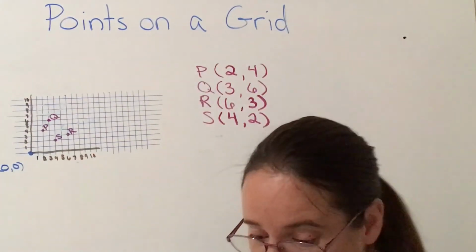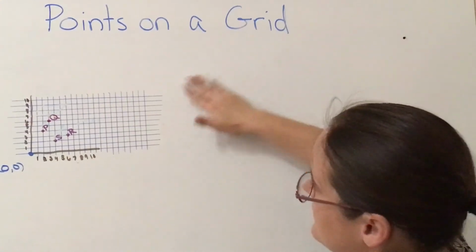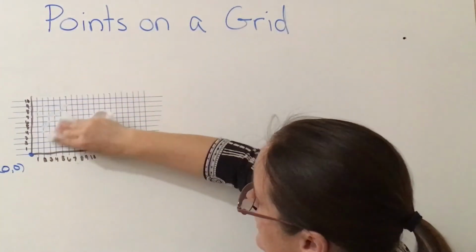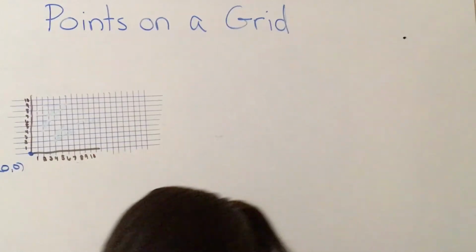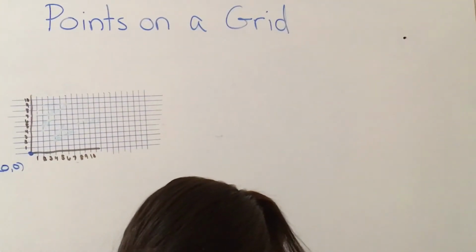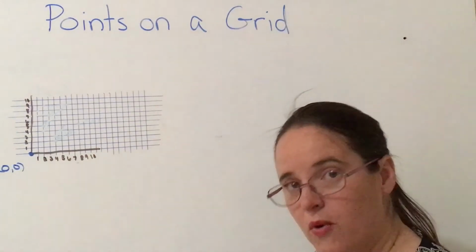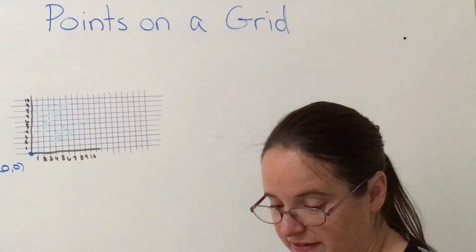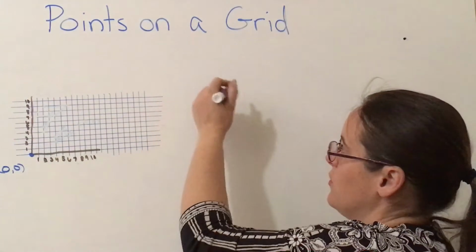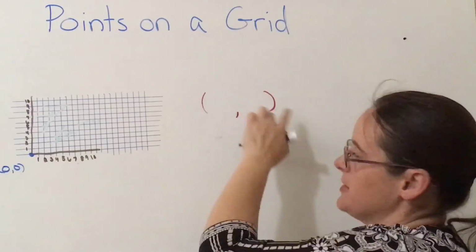All right, that is it for the examples. I do have some lesson practice problems that I want you to try. So, the first set of problems is going to give you the point, and you have to write, they call this the ordered pair with the parentheses, number, comma, number.